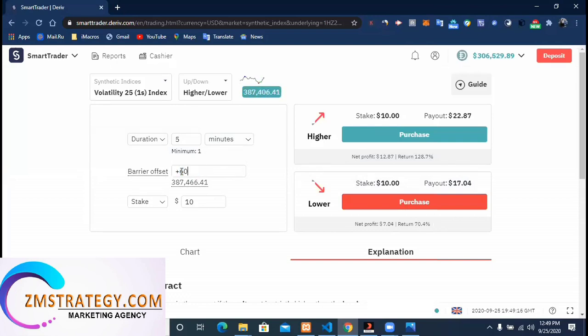like 60. Let's see what 60 will give us. Okay, let's take it to 200. Now 200 is giving us 31%, so let's take it to 400. Okay, 400 is giving us 8.5%. Now at that particular time, immediately we take a trade there, our return will be 8.5%, which is, if we are putting $10, our profit will be $0.85.